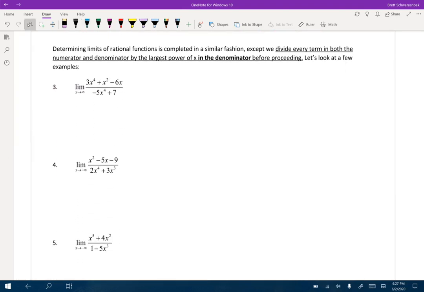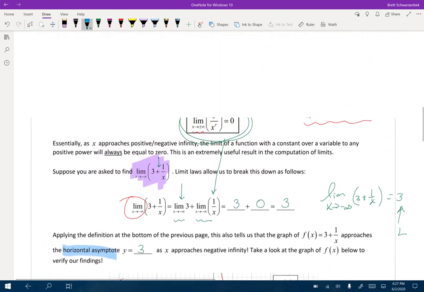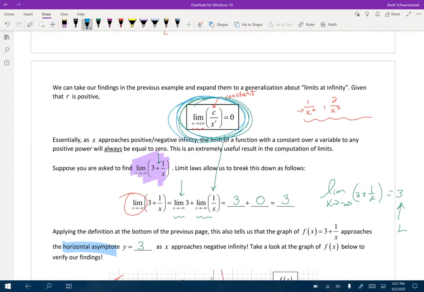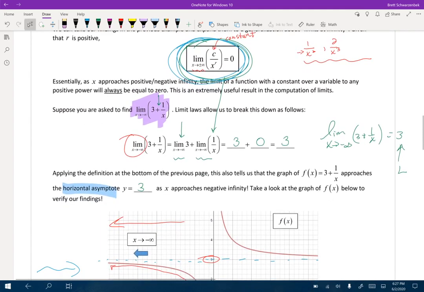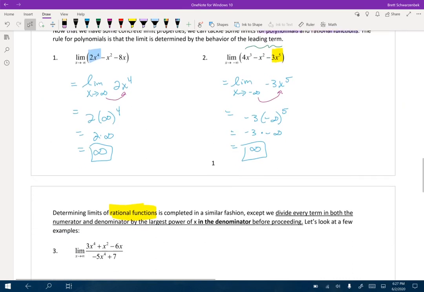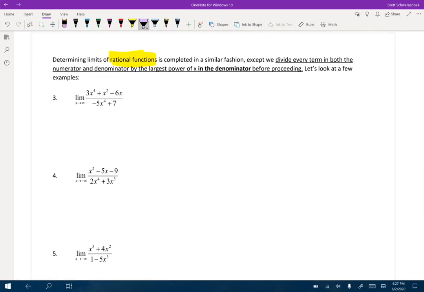Okay, it's a little bit different when it comes to rational functions. Whenever you have a rational function, the goal is always to manipulate the problem so we can actually use our rule right here to determine the limit. So we're trying to manufacture constants over x to a power. How do we do that? Well, it's clearly written here. We want to divide each term of both the numerator and denominator by the largest power of x in the denominator. Okay, so what does that look like?